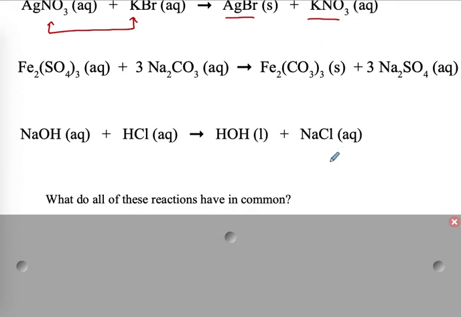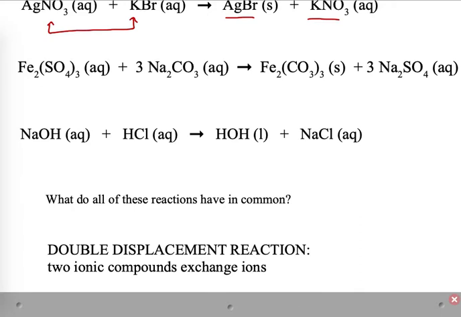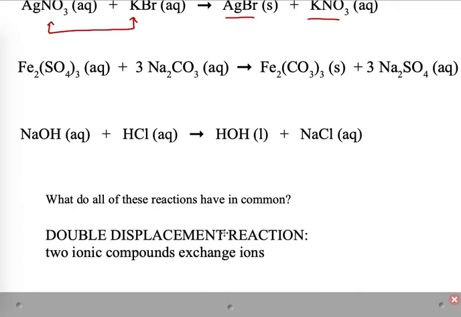Each of these is an example of what's called a double displacement reaction, in which two ionic compounds exchange ions. And I can write a symbolic representation for that as AX plus BY forms AY plus BX.